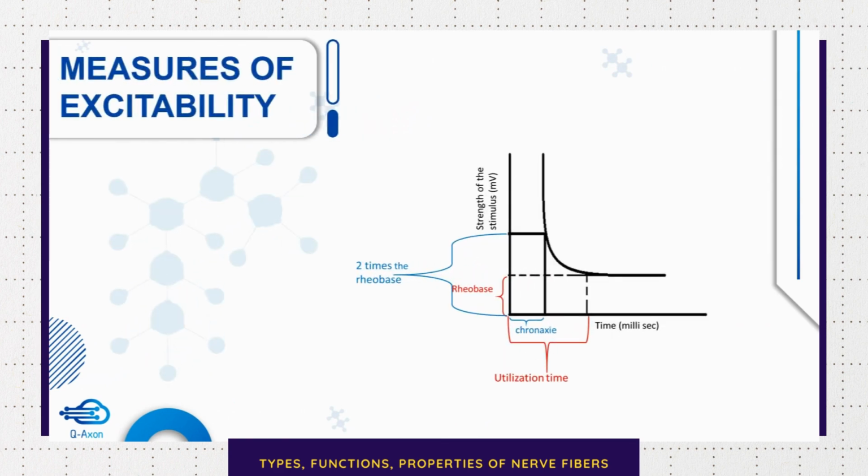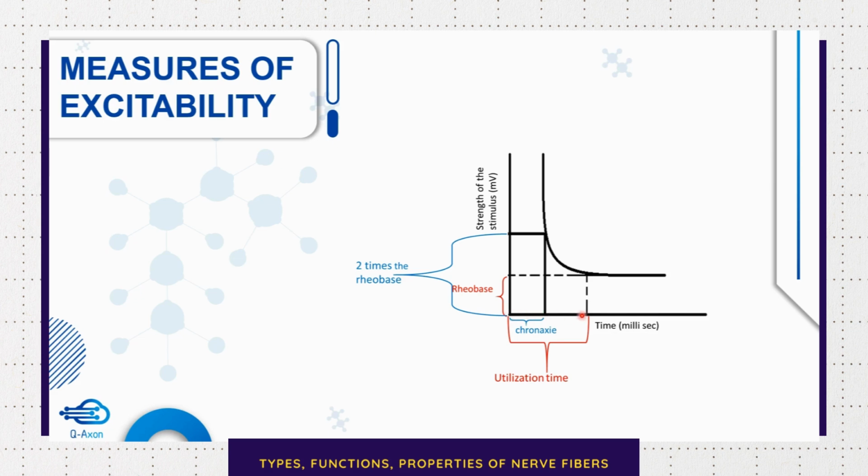Now, this is how we plot these parameters on a graph, and this graph is called the strength duration curve. So as you can see on the y-axis, we plot the strength of current, and on the x-axis, we plot the time. Initially, as you increase the strength of current, there is no response in the tissue. At this point, the tissue starts responding. So this is the rheobase. Now, from this point, if you drop a vertical, that will give you the utilization time. This entire period is the utilization time.